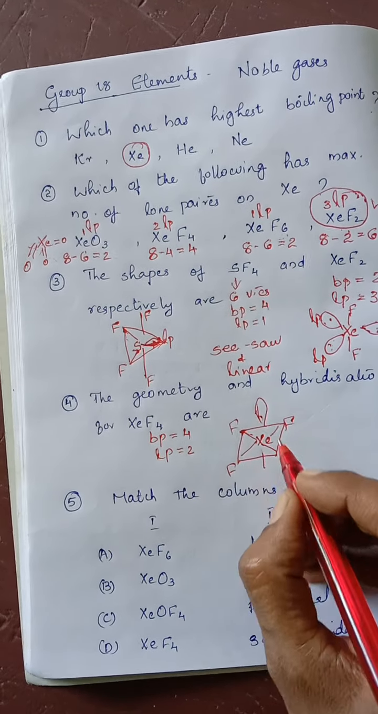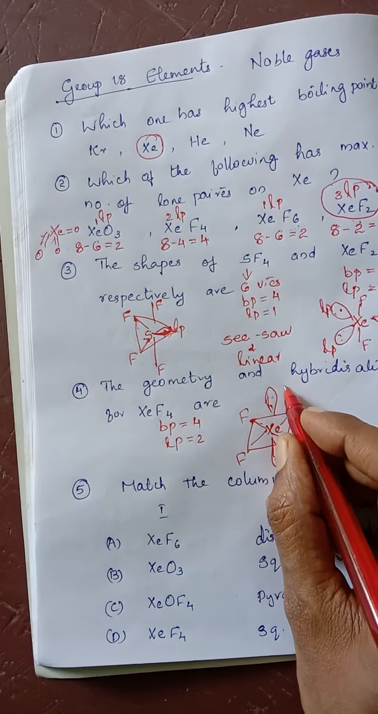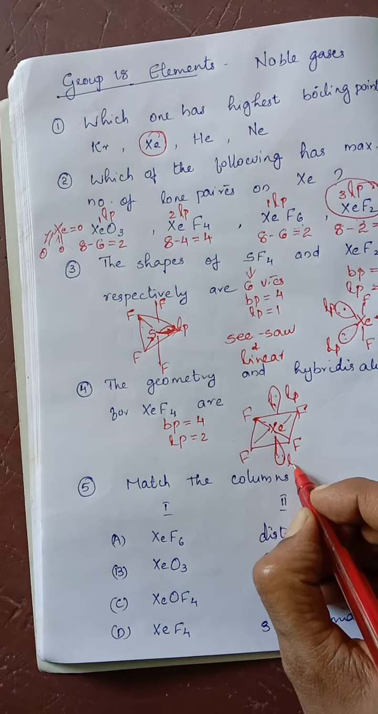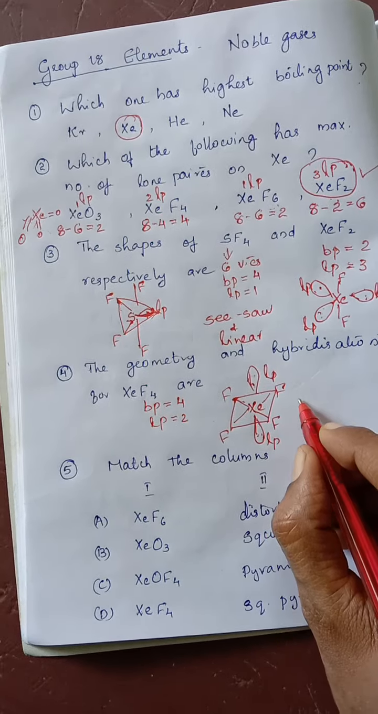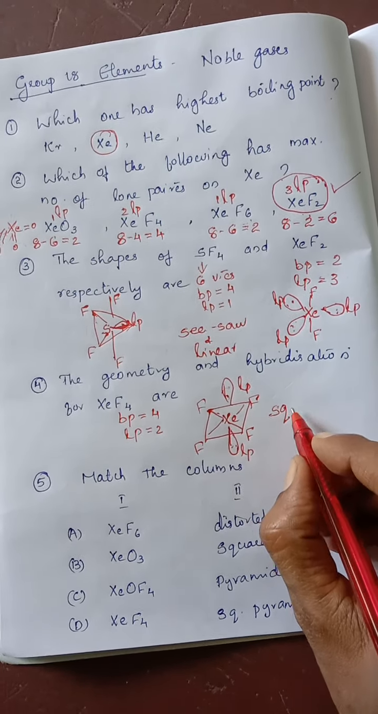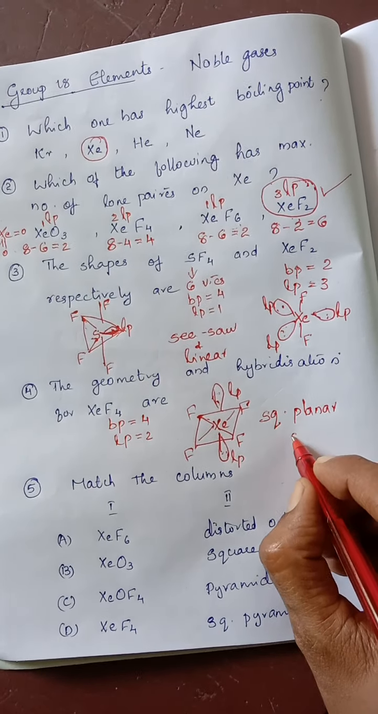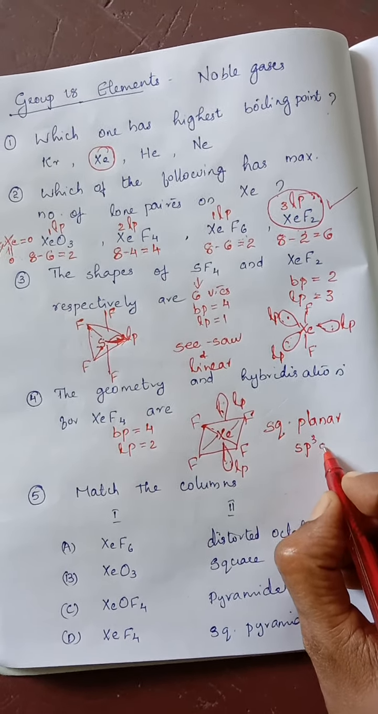So these 2 are lone pair electrons. So the geometry is distorted to square planar, not pyramidal, square planar geometry, and the hybridization is sp3d2.